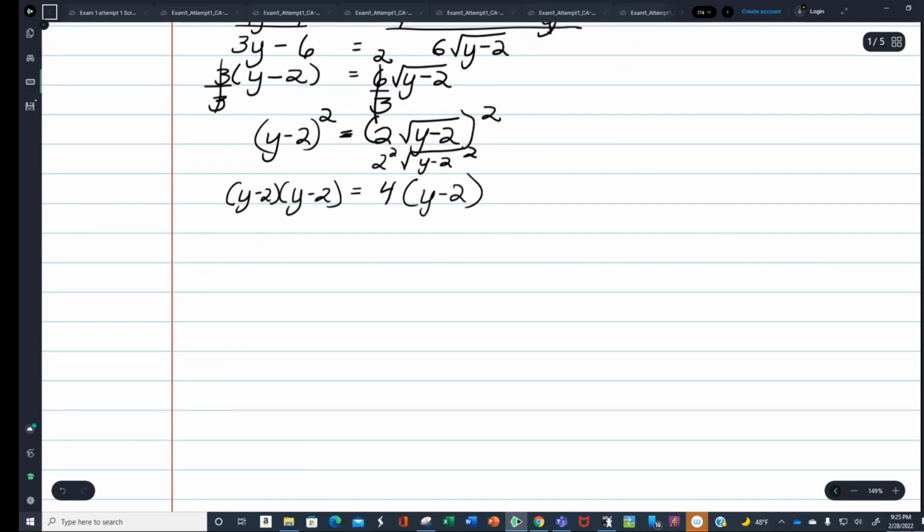Over here, let me make that first set of parentheses blue, or what's in it blue. I'll take y and multiply it by y minus 2.